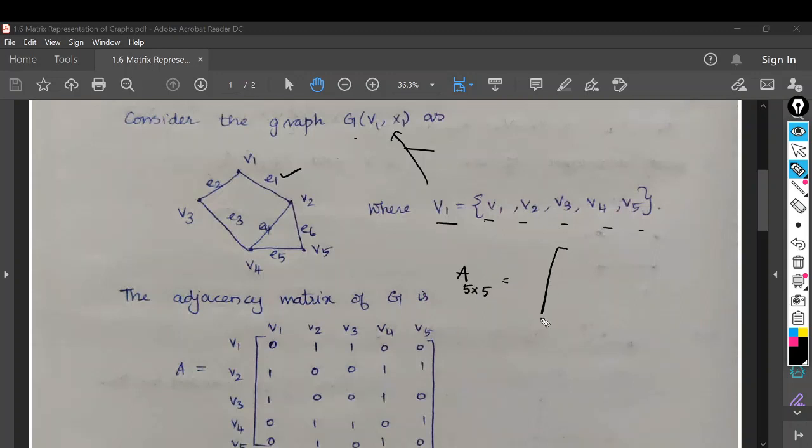Let me take 1, 2, 3, 4, 5. The vertices are taken in this way in the rows, and in the columns also the vertices are taken in this way. This is the position. Wherever I have written 1, 2, 3, it represents V1, V2, V3 and so on.